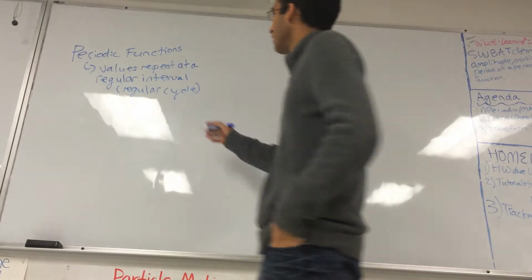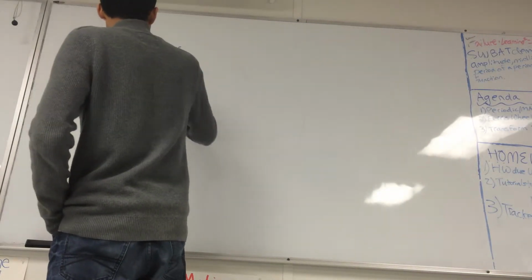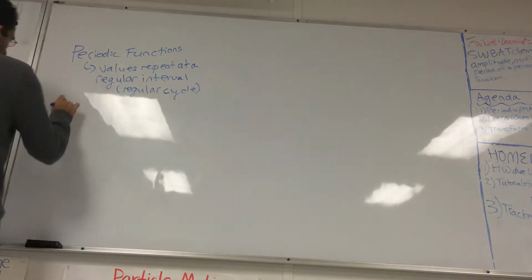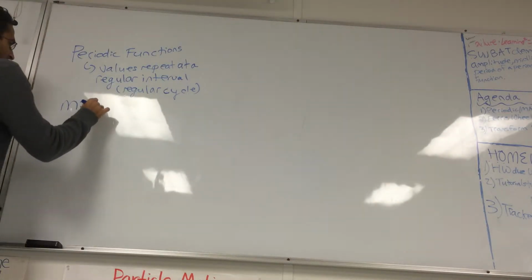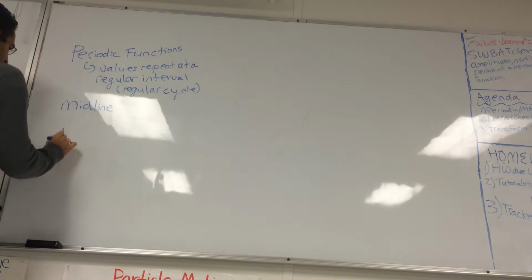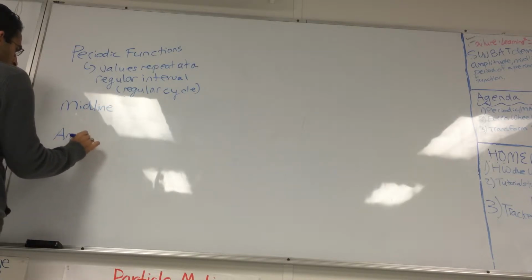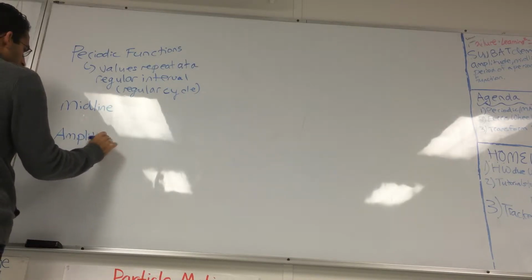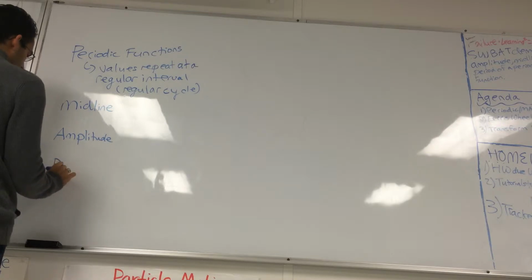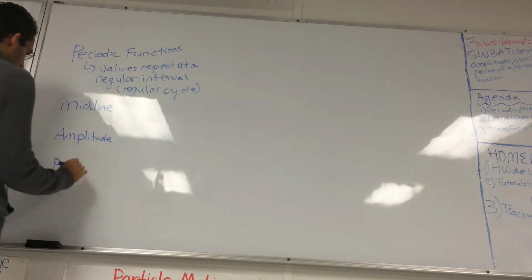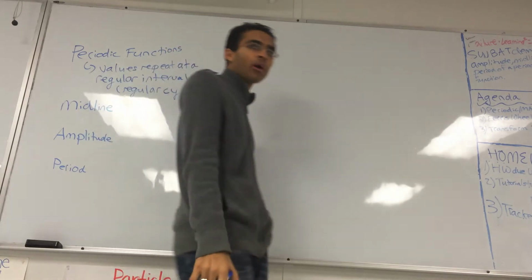We talked about how every periodic function has three important properties: the midline, the amplitude, and the period. All right, we talked about the three important properties.